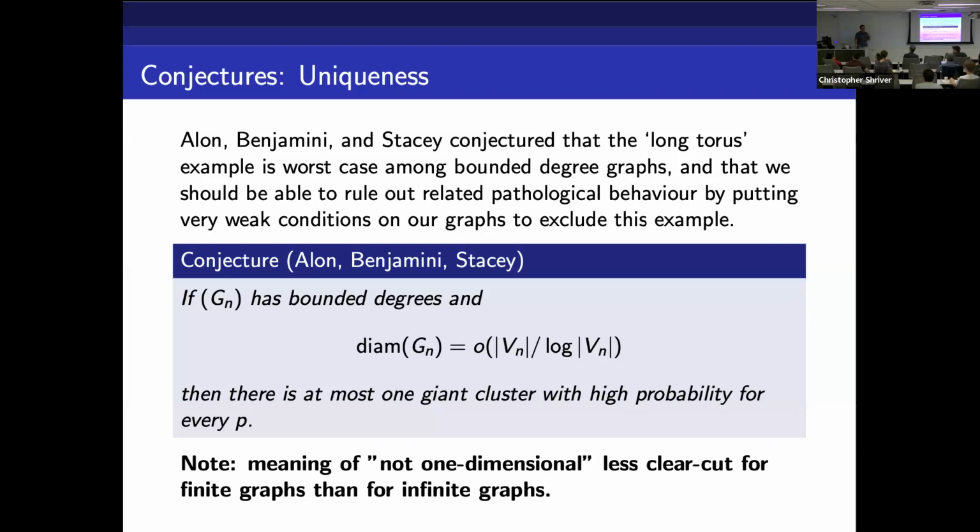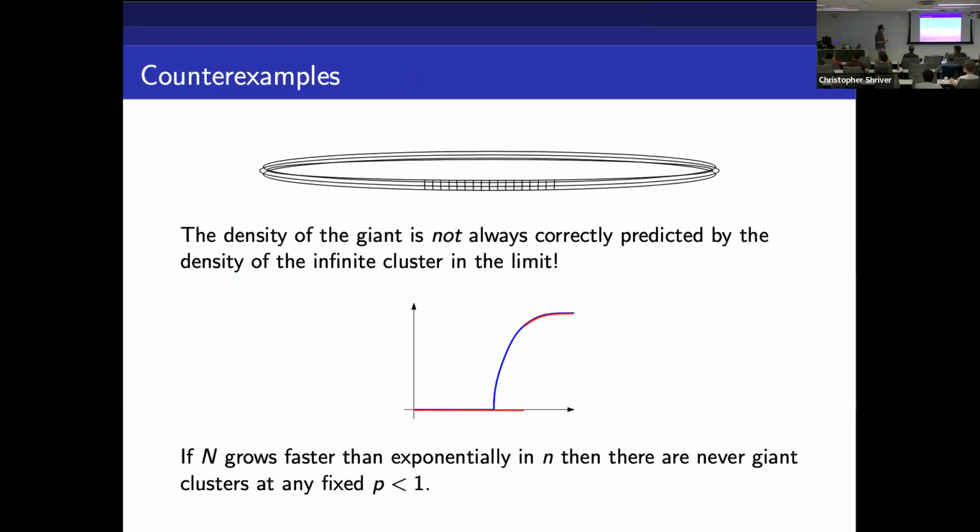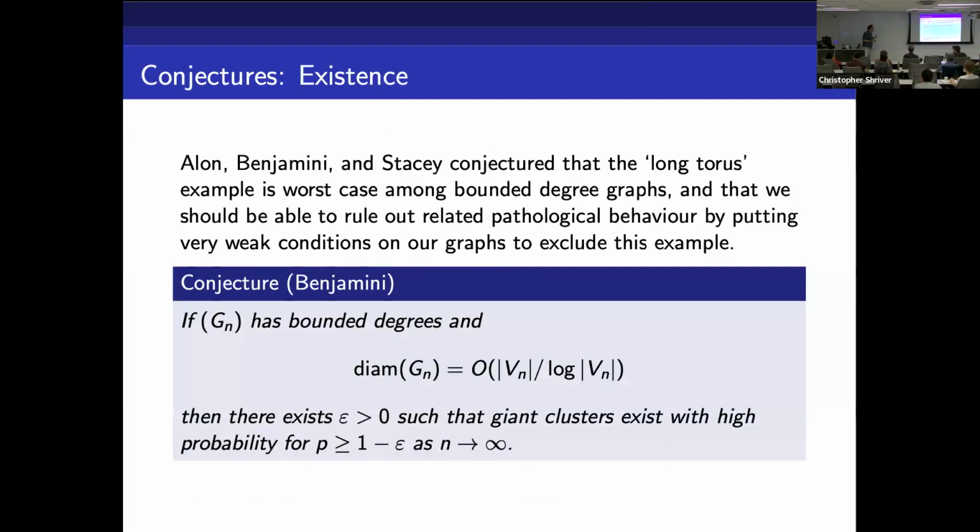But in the finite case, things are much fuzzier because, like in this long torus example, is it one-dimensional or two-dimensional? Well, it kind of depends what scale you look at it on, right? It's two-dimensional for a bit, and then it becomes one-dimensional. But how one-dimensional does it have to be before things kick in? It's a very unclear problem.